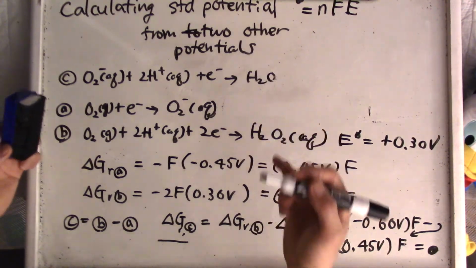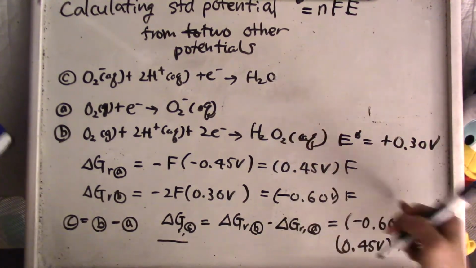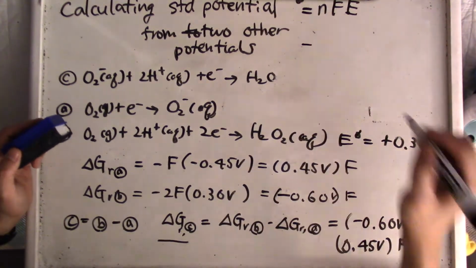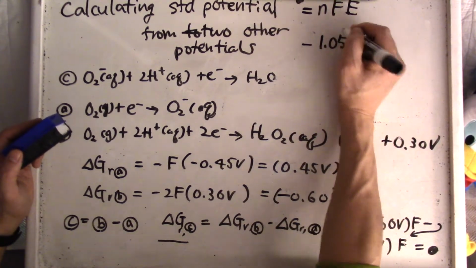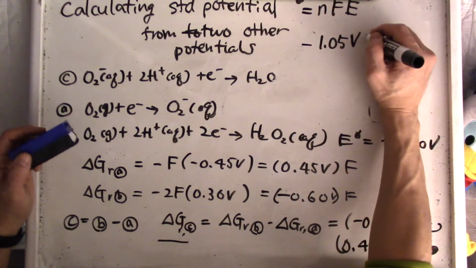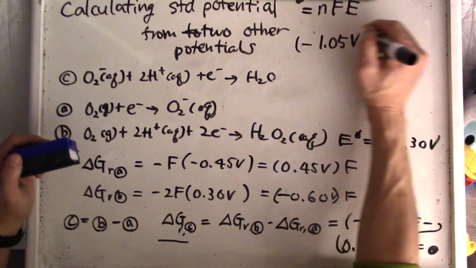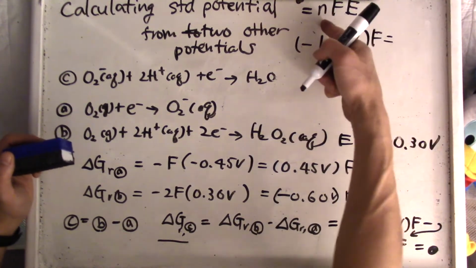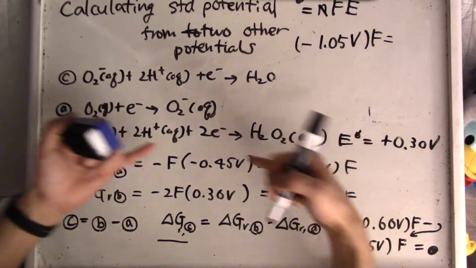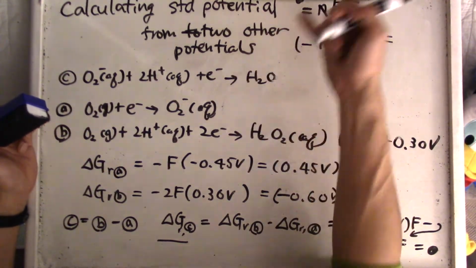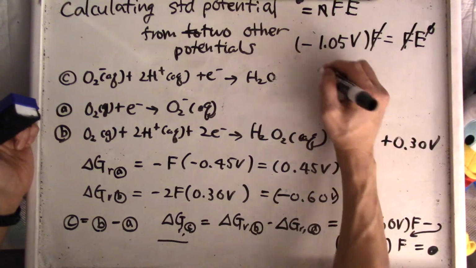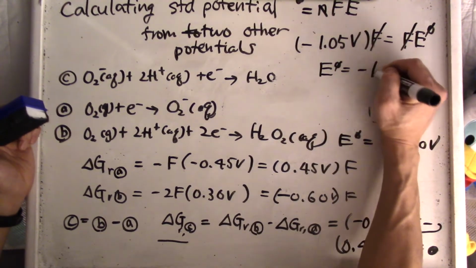So in this case, the left hand side of this part of the equation is going to be this minus that, so it's minus 1.05 volts times F, which is equal to nFE. But in this case, n is equal to what? It's equal to 1 already, because what's left of it is 1 electron. So it is equal to FE standard, but then F and F also cancel out. So E0 is equal to minus 1.05 volts.